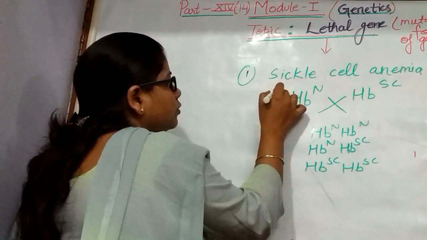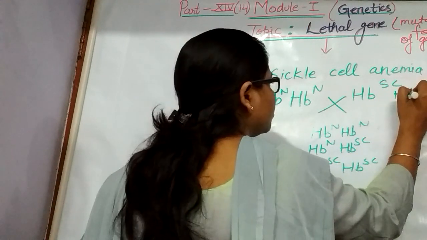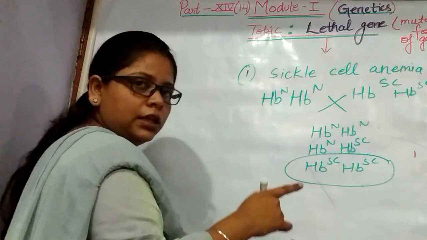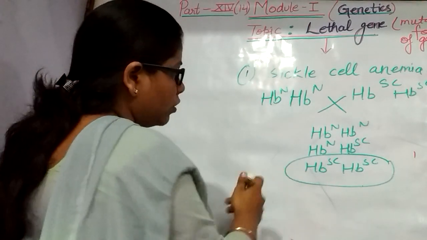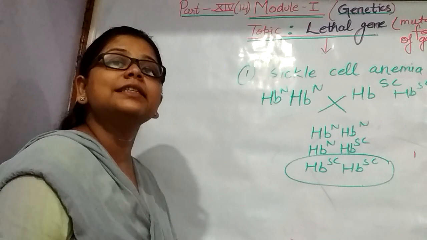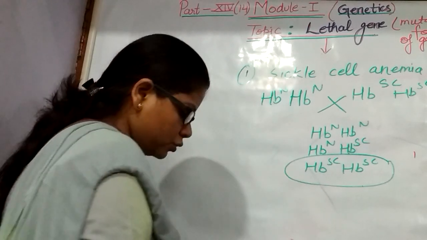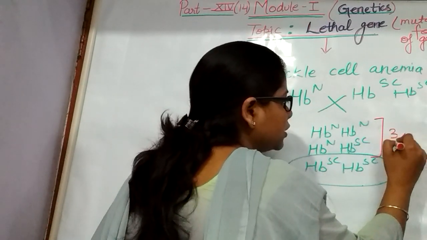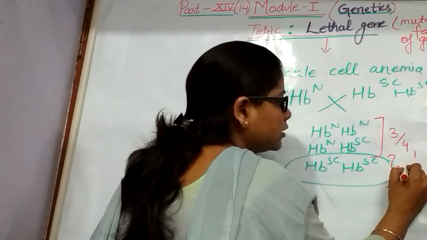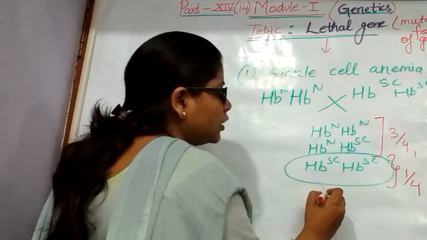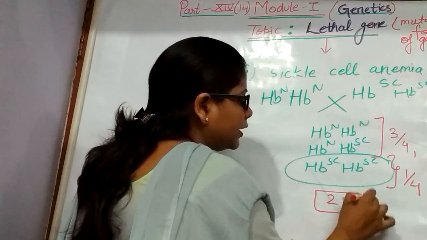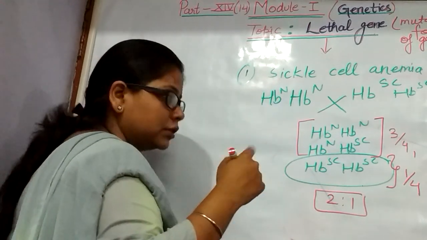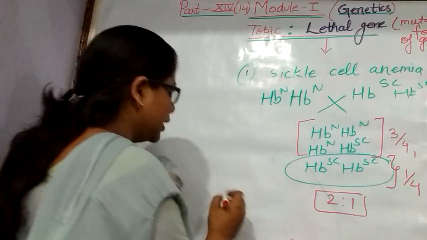Here you can take it this way. Hemoglobin sickle cell. So this one is only defective, na? In this case, this one is defective because of sickle cell anemia. This one is recessive lethal, not dominant lethal. So you can say very easily that in this case, this population is 3/4, and this is the 1/4. So we can say 2:1 ratio of lethality. 2 means what? 2 are surviving, only 1 is going to die. First example is about sickle cell anemia.